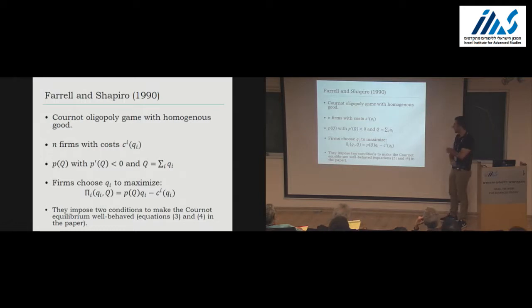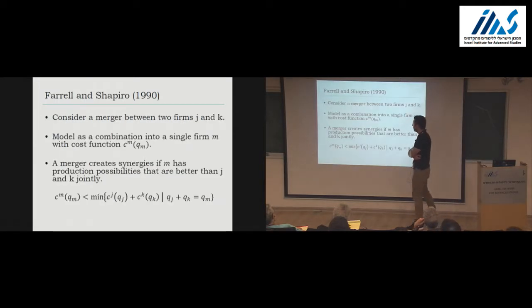It seems like it shouldn't be that difficult to do, but it turns out it is actually kind of tricky, with the generality of the cost functions. So they model a merger as a combination of firms J and K into a single firm M with this new cost function Cm of Qm. Right now unrestricted, but we're going to talk about how that cost function relates to Cj and Ck to think about what an efficiency is.